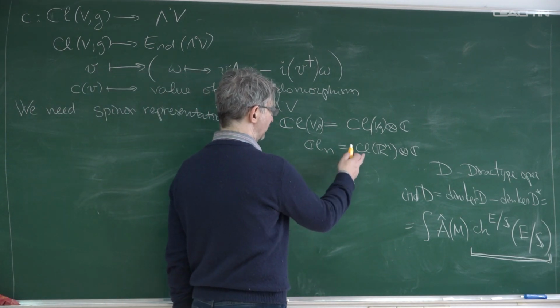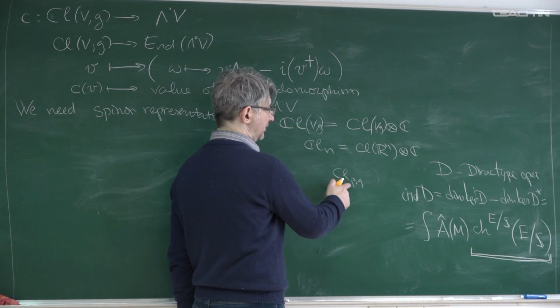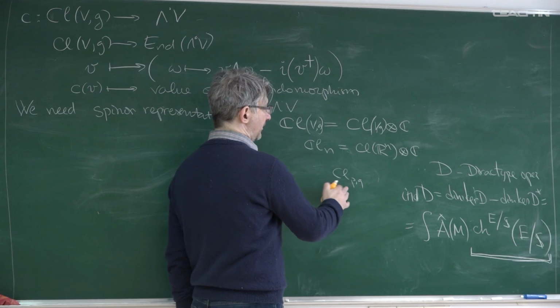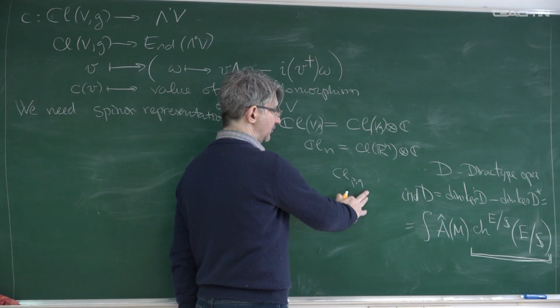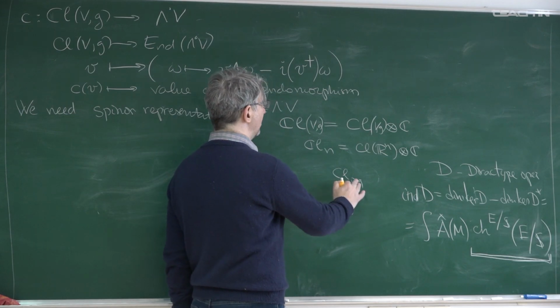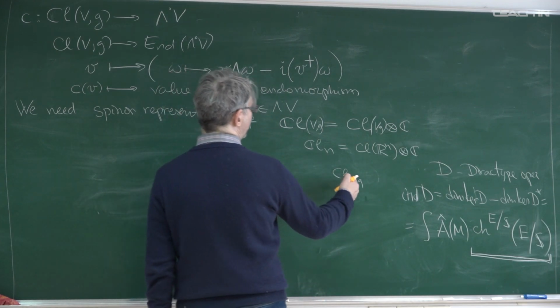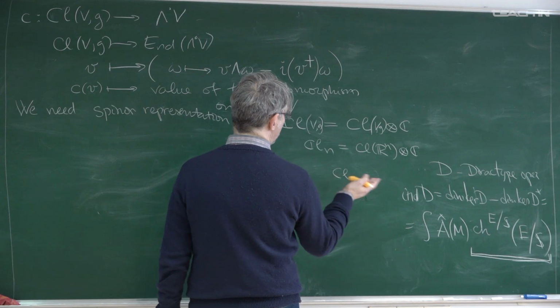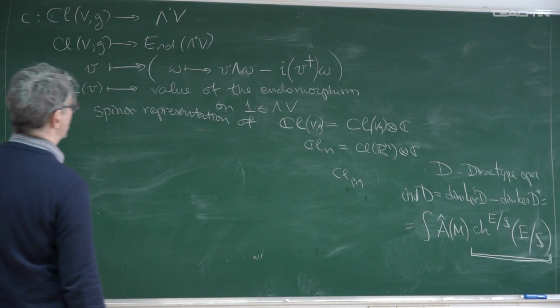When you speak about the real case, people usually write two indices. One indicates the dimension of the positive part of the quadratic form, the other stands for the negative part. But in the complex case, it doesn't matter, because plus and minus are the same. You can multiply everything by i. That's why we use only one index.